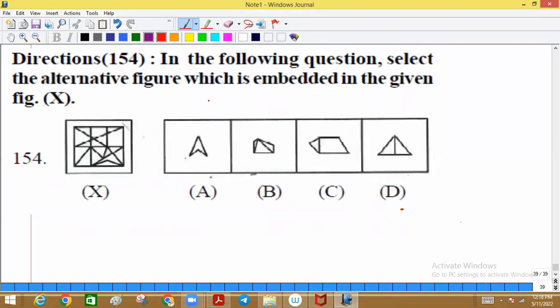In the following question, select the alternate figure which is embedded in the given figure X. Now, out of A, B, C, D, which one is embedded in the figure X? That is the question. Reverse now in this case. Either option A is embedded or B or C or D.